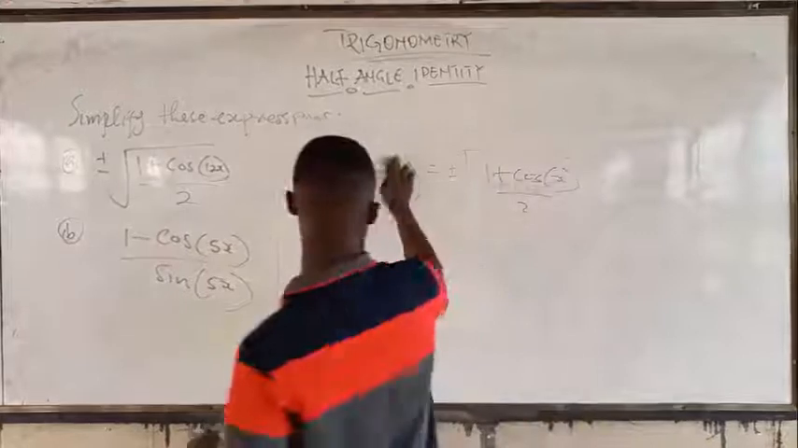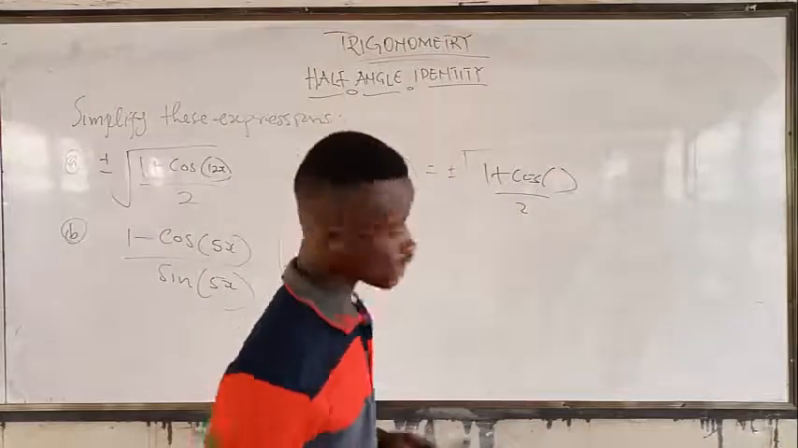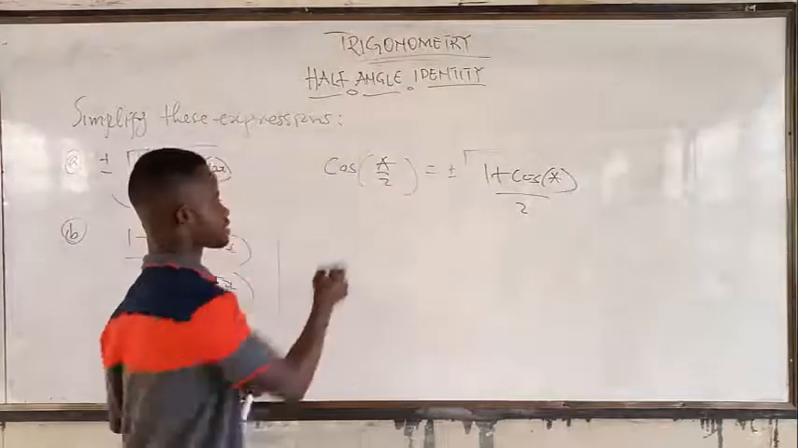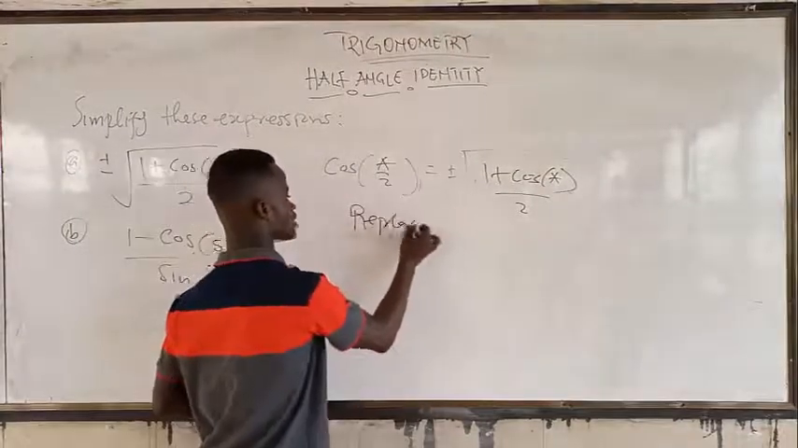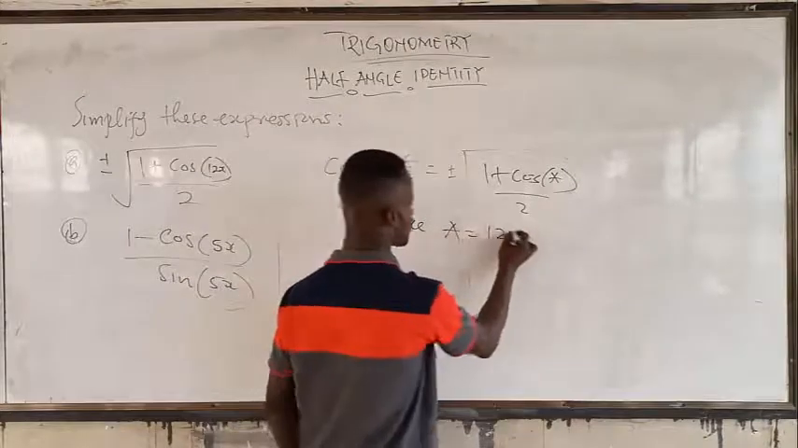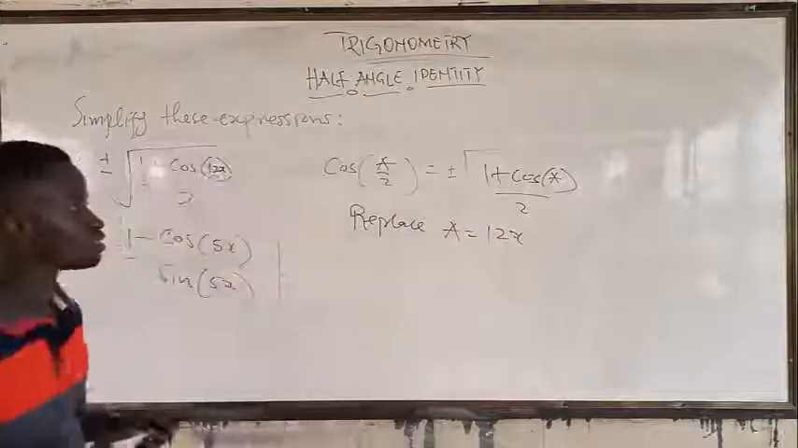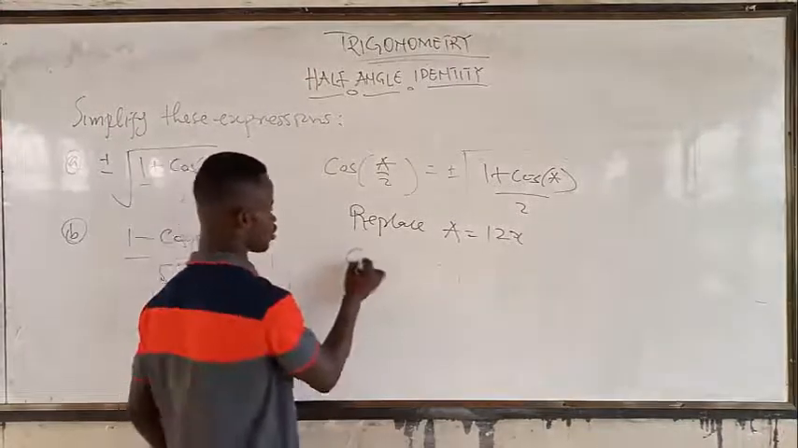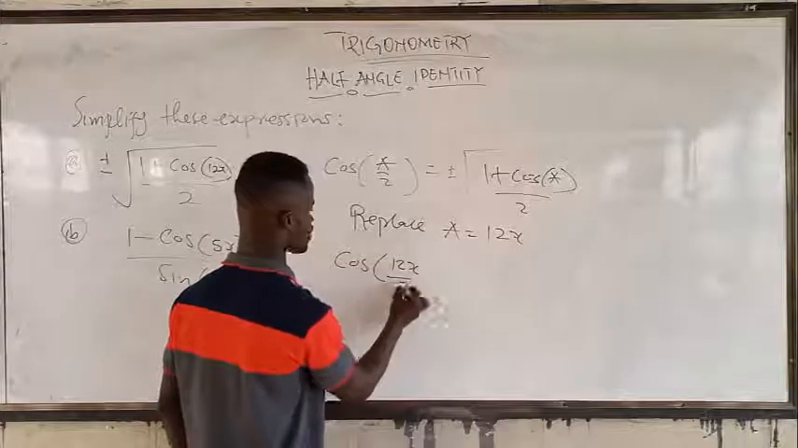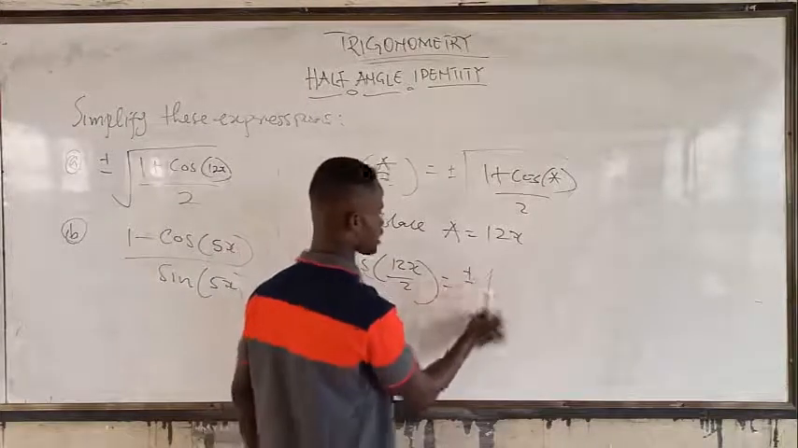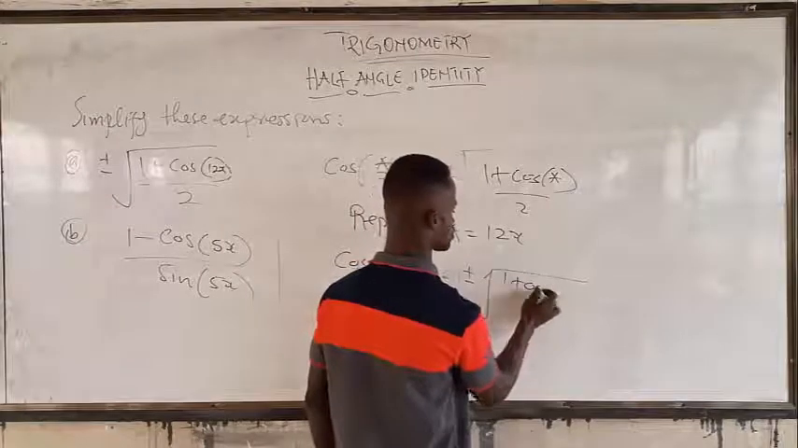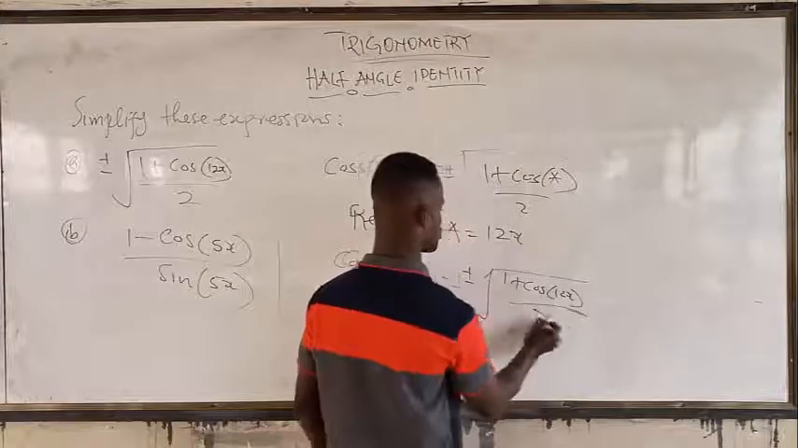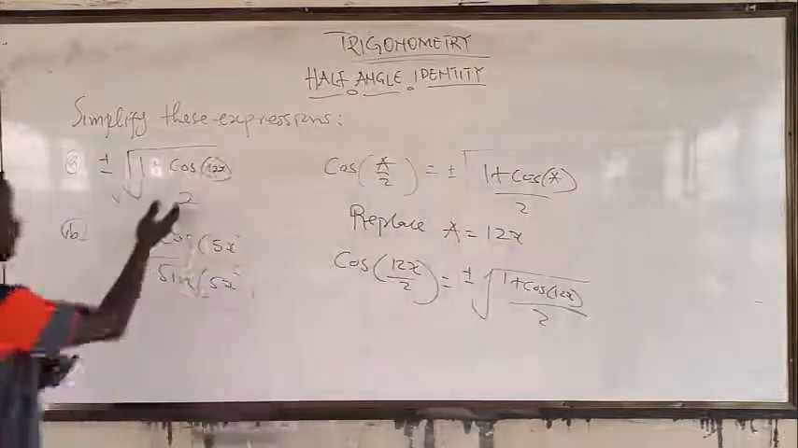Let me use A in this formula because I'm just quoting an identity. So now we are going to replace A to be equal to 12x, because that's the argument here. Just do that and see what you're going to get. You're going to see that cos 12x over 2 is going to be equal to plus or minus the square root of 1 plus cos 12x, all over 2. So the right hand side is exactly what we have here.